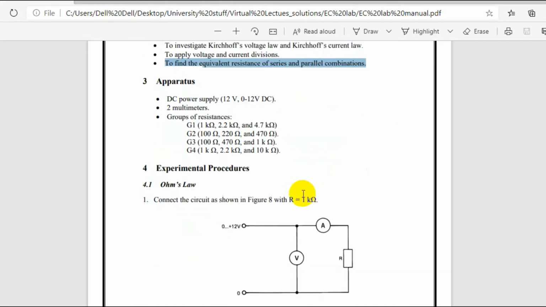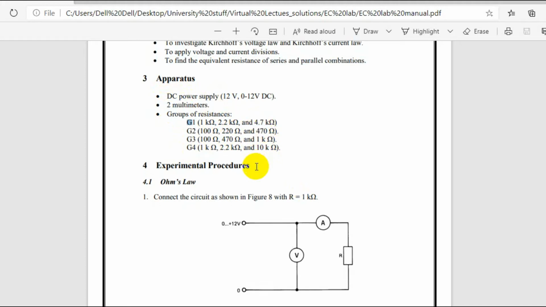Apparatus: before you start the experiment, you should have a clear idea of what components we are going to use. Here it is a DC power supply. When we start the experiment, I will show you what it is. DC power supply, 2 ammeters and groups of resistances G1, G2, G3, G4. G1 is 1 kilo ohm, 2.2 kilo ohm, 4.7 kilo ohm, 100, 220, 470 ohm. These are the groups of resistances.